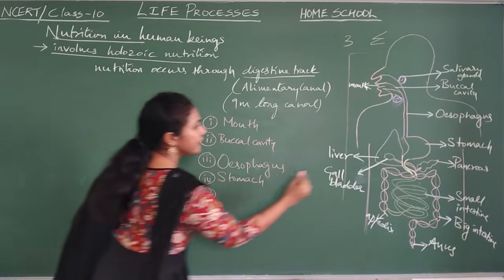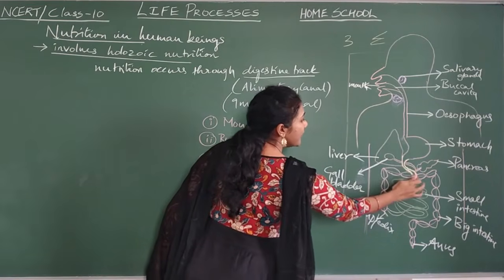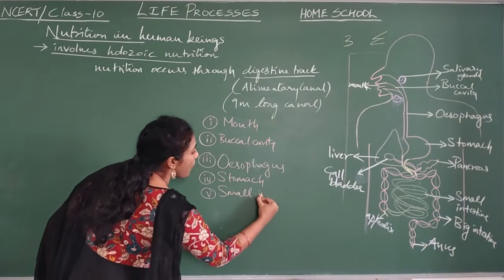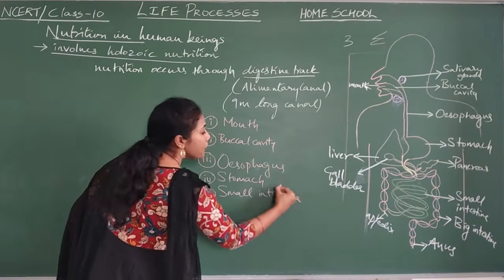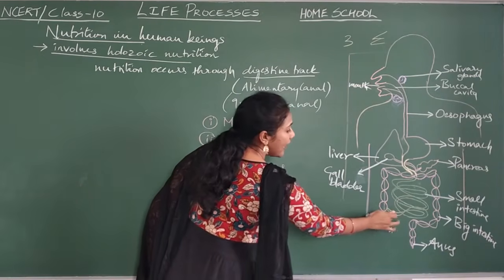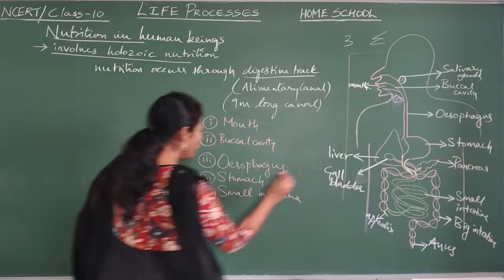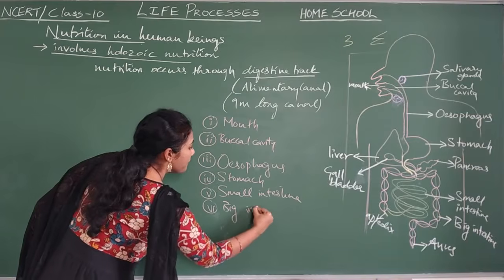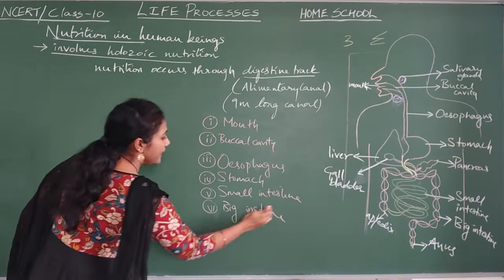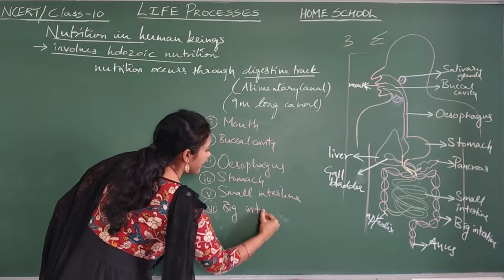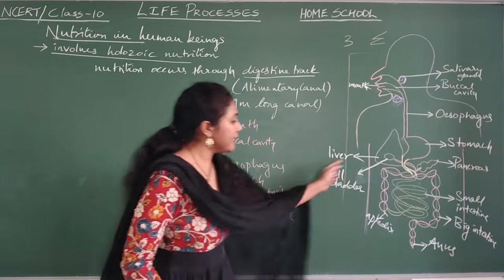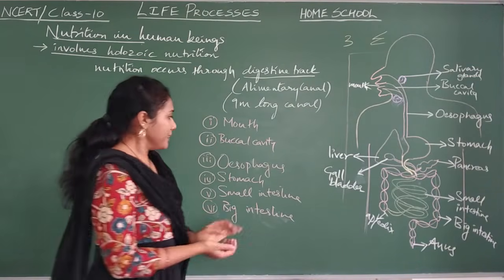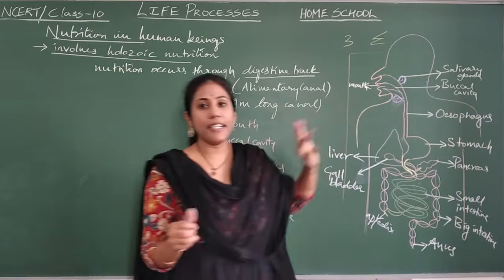And after that, from the stomach, the food goes to the small intestine. From the small intestine, the undigested food goes into the big intestine. The big intestine has a hole called anus. From the hole, undigested food will come out.